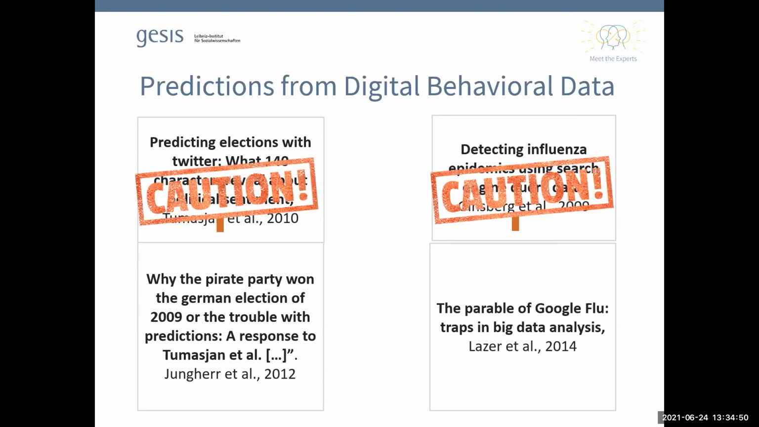Apparently, as the authors of this reflection dug into the details, there was no one really controlling why it worked in the first place. And so the question was, what happened in human behavior that led the model to no longer predict accurately the number of flu cases into the future. So this is a first warning that there's a lot to consider when trying to predict from digital behavioral data.